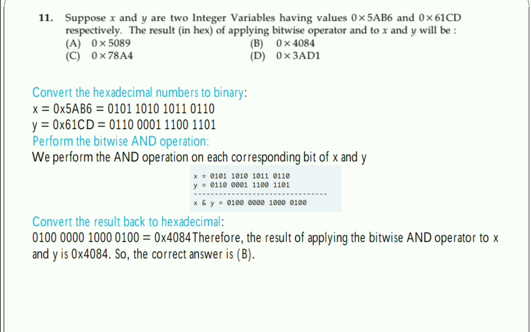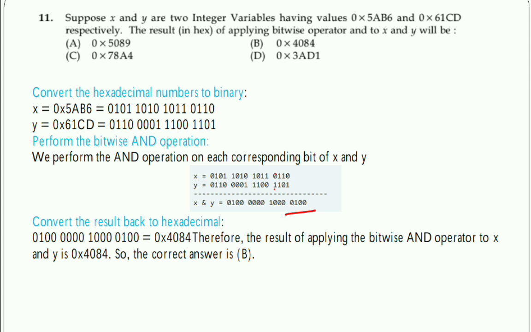Okay. So if you want to perform the AND operation, then both the bits must be 1. Then the result will be 1. Otherwise, the result will be 0. Okay. So 0 and 1 is 0. 1 and 0 is 0. And 0 and 1 is 0. So the result will be 1 only if both values are 1.